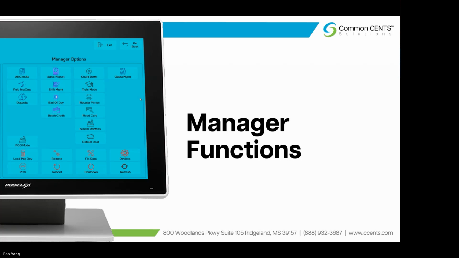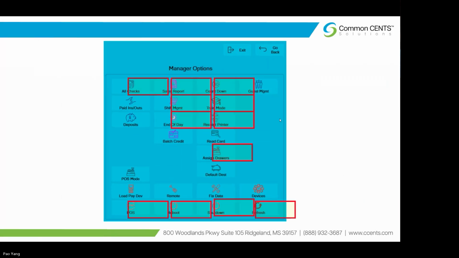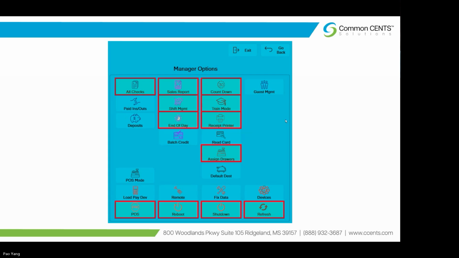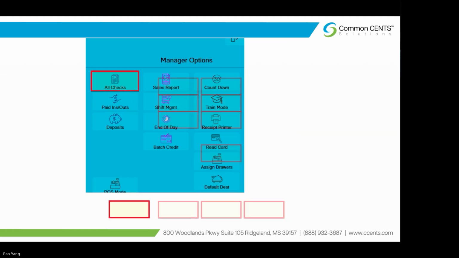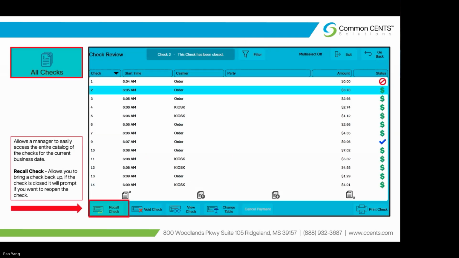Manager functions. Manager functions are on the right side of the main options and are dedicated to manager functions. There are 12 buttons we will review in this manager options section, as seen in red. All checks. All checks is where you can view and recall any checks for the day. Click recall check and you can make changes to an open check. If the check is closed, it will ask if you would like to reopen the check.